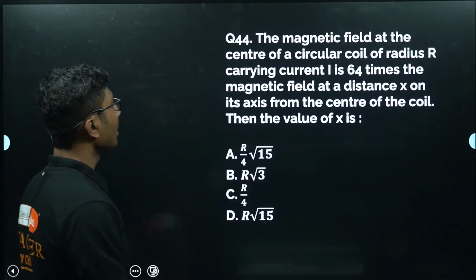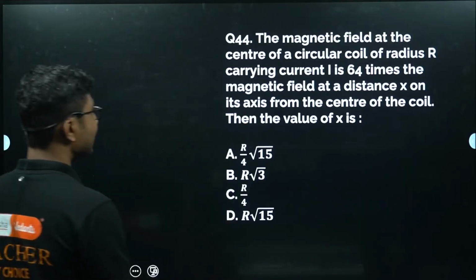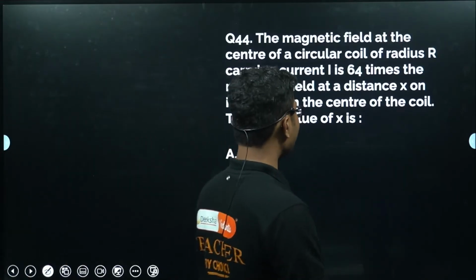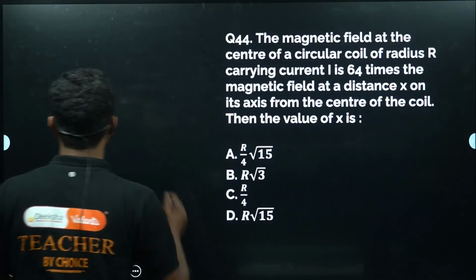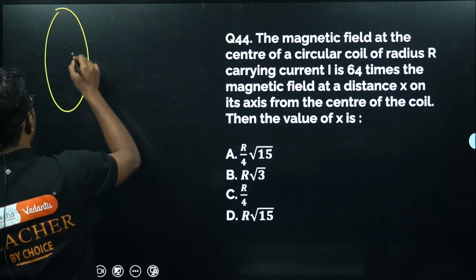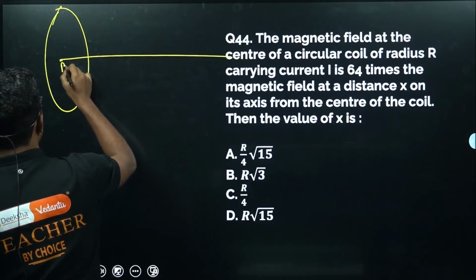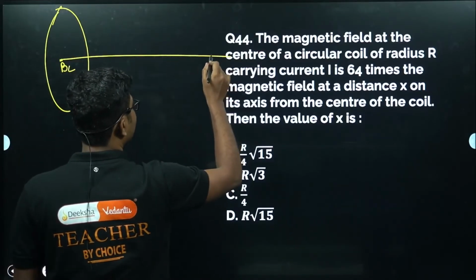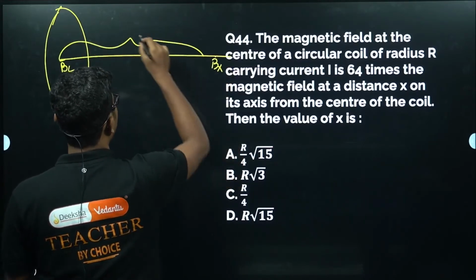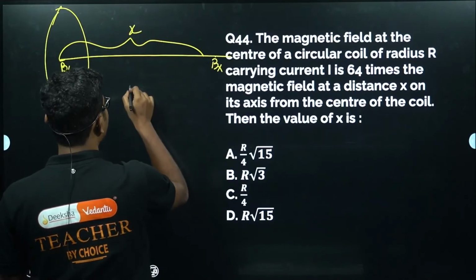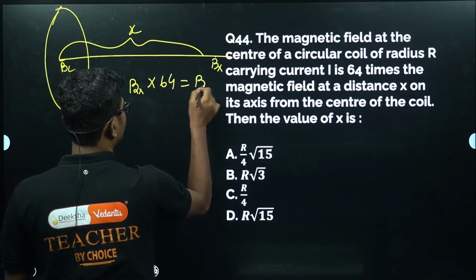Question number 44. The magnetic field at the center of a circular coil of radius r carrying current is 64 times the magnetic field at a distance x on its axis from the center of the coil. Then the value of x is. So, here it is given magnetic field due to a current carrying loop at the center, say this is Bc, and at some point Bx at a distance x. So, Bx times 64 is Bc, right.